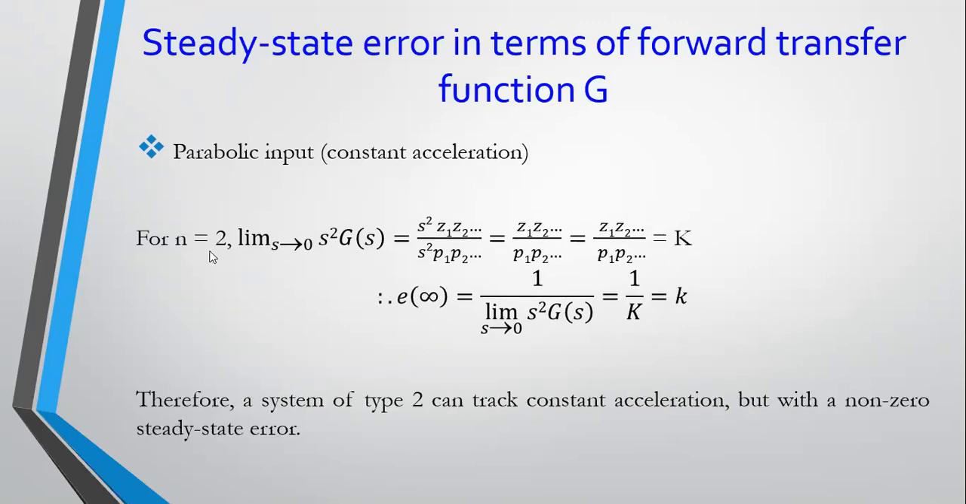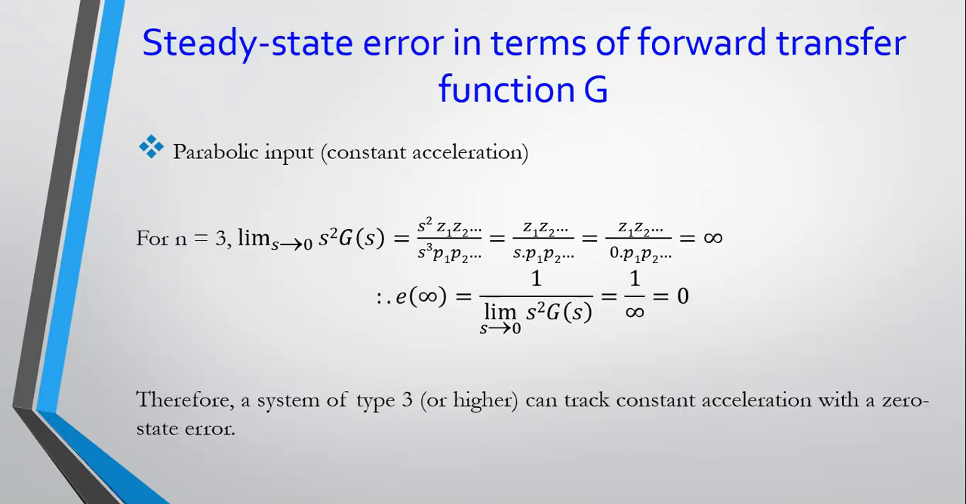If you put a type 2 system now, you have s squared coming from here, but you have s squared from the type of the system, and these s squared cancel out, so you get a constant. So now the steady state error is a constant. So we find a system of type 2 can track a constant acceleration body, but with a non-zero steady state error.